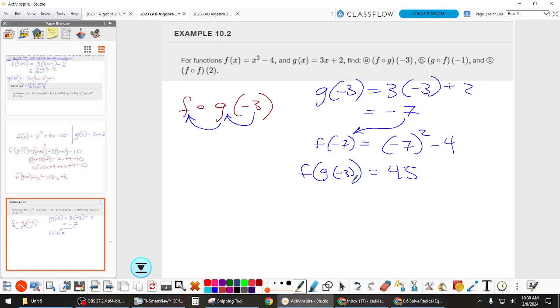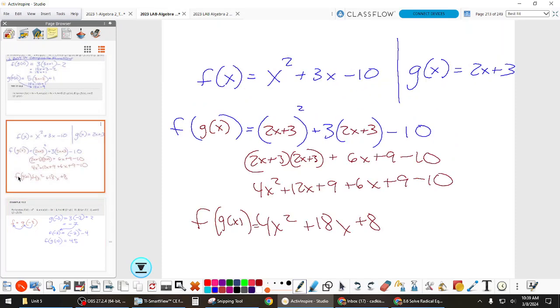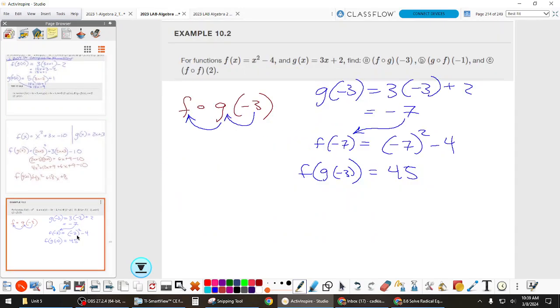Does everybody see what I did? If a problem just asks you to evaluate at a point, you can do it that way. You can also find the composite, which is what we did here. No, I made that one up. Never mind. We haven't done this one yet. You can also find the plain composite and then plug negative 3 in once. So either one. I will tell you that when I have you do these, mostly I will ask you to do the composite first and then plug numbers into it so that I know you can do both. Okay?